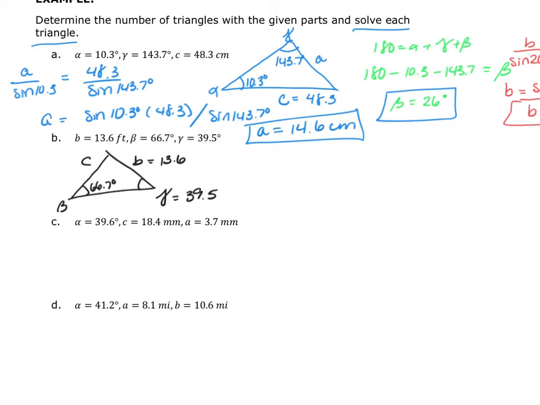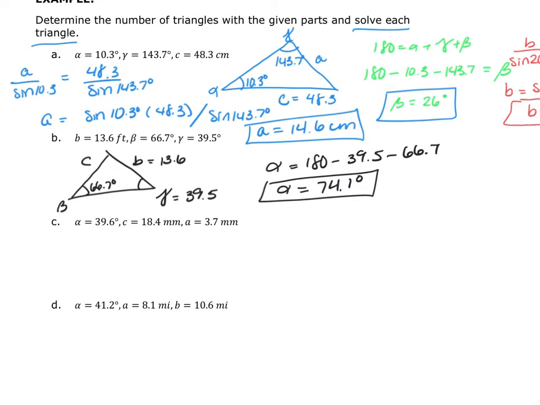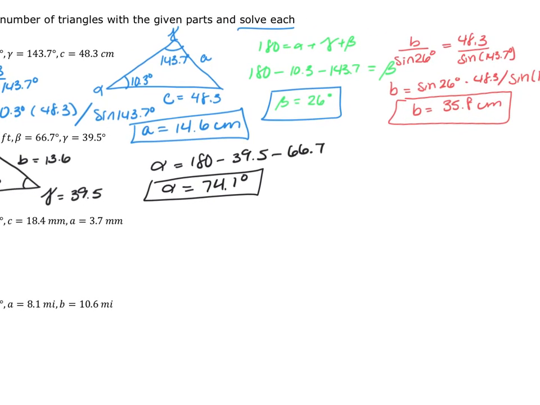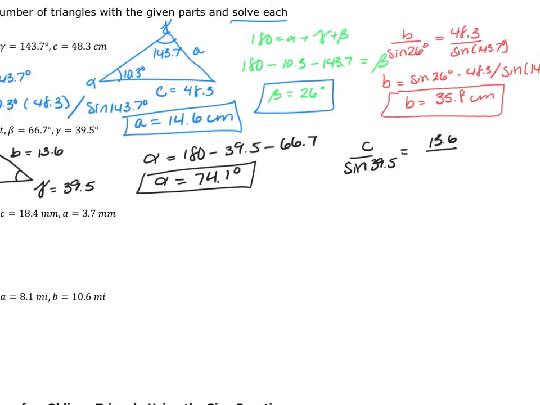So the first thing I'm going to do is find my alpha. Alpha is going to be equal to 180 minus the 39.5 minus the 66.7, which gives me an answer of 74.1 degrees. So here's my first answer. Now I'm going to do like I did before. I'm going to find my missing sides. And I always go back to what's given to me. B and beta are given to me, so I will always use that. Less round-off issues. So C over the sine of 39.5 is equal to my B, which is 13.6, divided by the sine of 66.7.